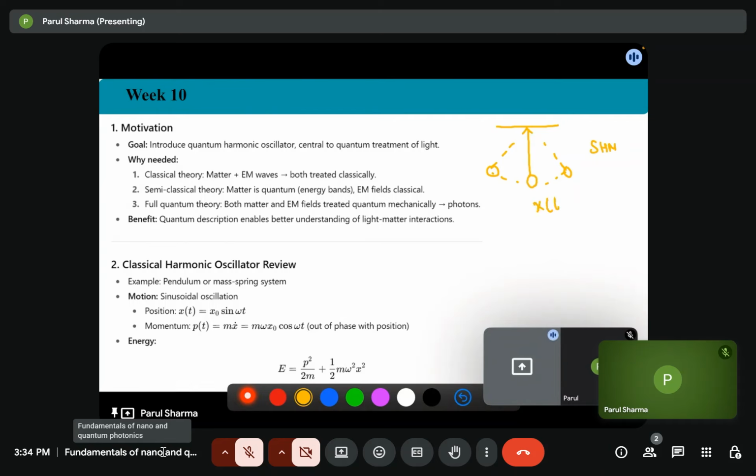So here we were defining x(t) as the position of the pendulum, x(t) equals x naught sin(omega t), whereas the momentum is defined as m x dot, equals m omega x naught cos(omega t), that is p naught. These two are out of phase components. And the energy is equal to kinetic energy plus potential energy.